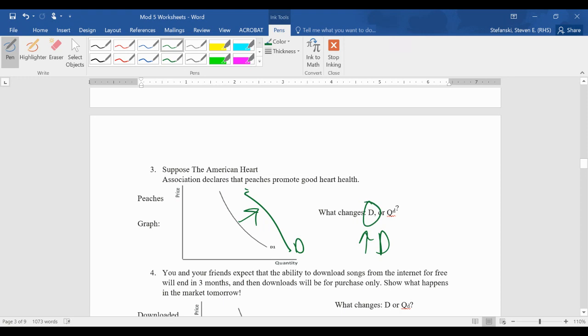Once again, if we had the supply curve on there also, we would see that the market price would actually go up, right? But this is a shift right in demand, which means it's an increase in demand.